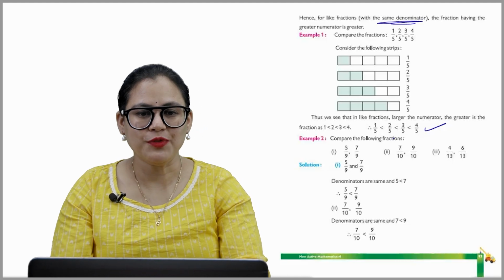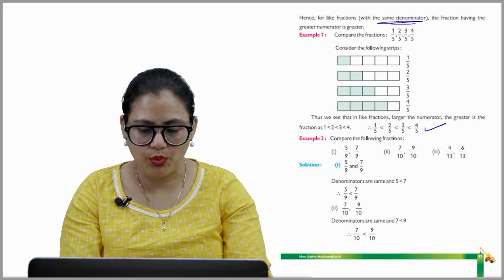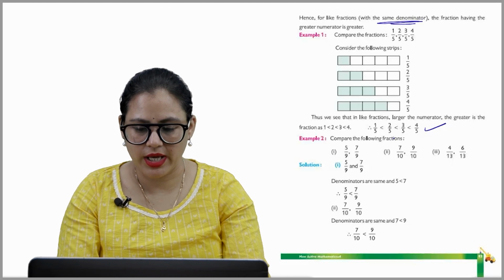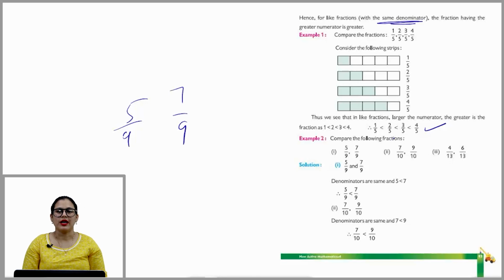Example 2, compare the following fractions. 5 by 9 and 7 by 9. Both have the same denominator, so these are like fractions. Whether 5 is greater or 7 is greater, 7 is greater. So this fraction will be greater. Similarly, this will be greater, 9 by 10. And in this case, this is greater, right?